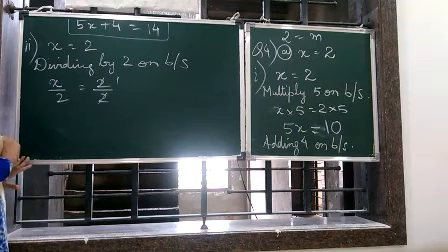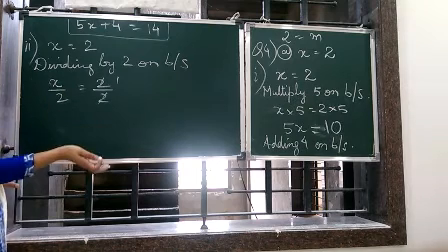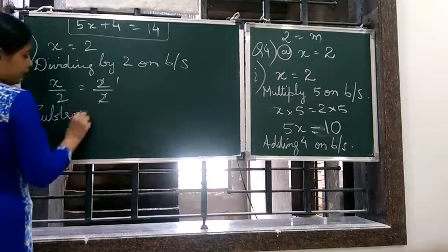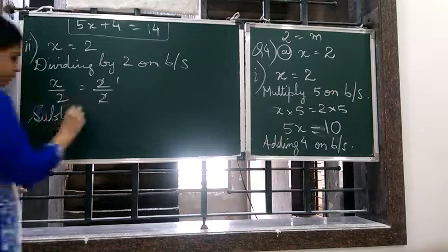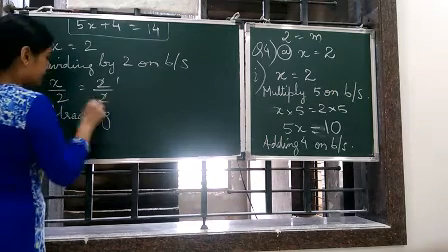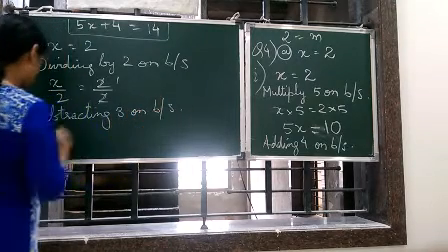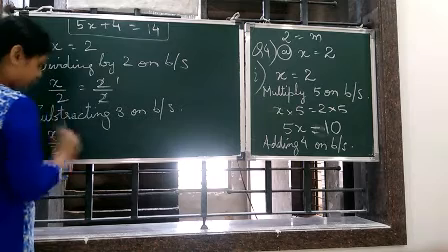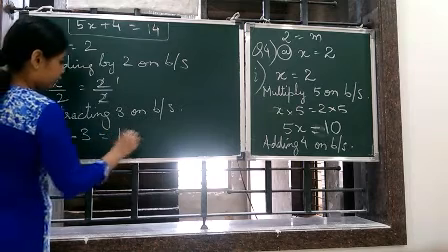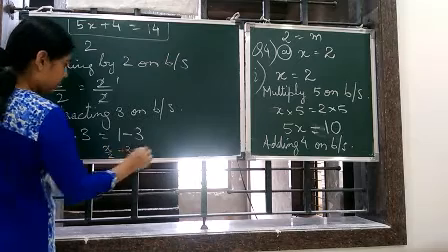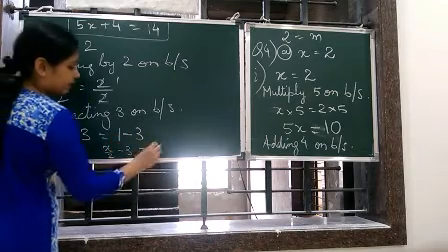Okay, now let's subtract 3 on both sides. Got it? So there can be many equations, not 3 but many. So subtracting 3 on both sides. So x upon 2 minus 3 is equal to 1 minus 3. So x upon 2 minus 3 is equal to 3 minus 1 is 2.